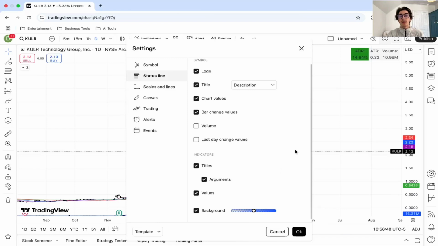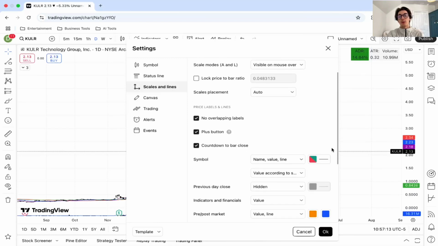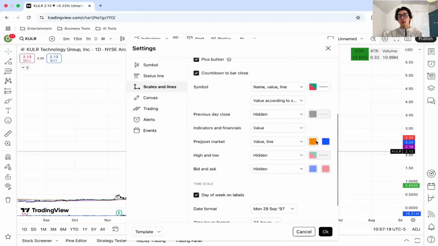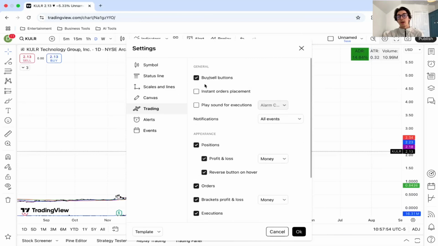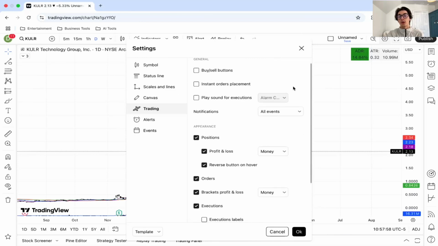I don't think I've made any changes in this at all. Scales and lines. These are my settings. Pre and post market are the most important in my opinion. Canvas, I'm honestly not sure what it does. Trading, so buy and sell buttons. Honestly, I can take this off since I don't trade on TradingView.